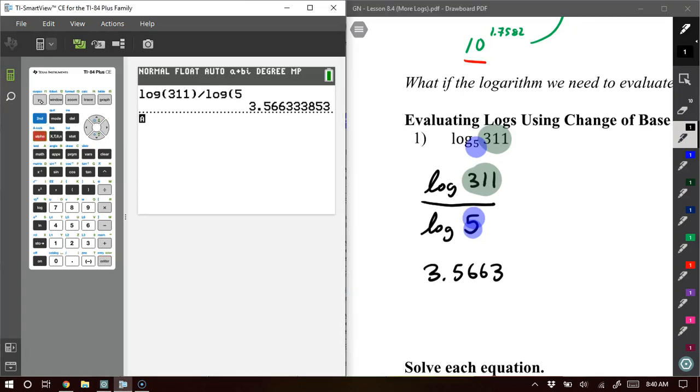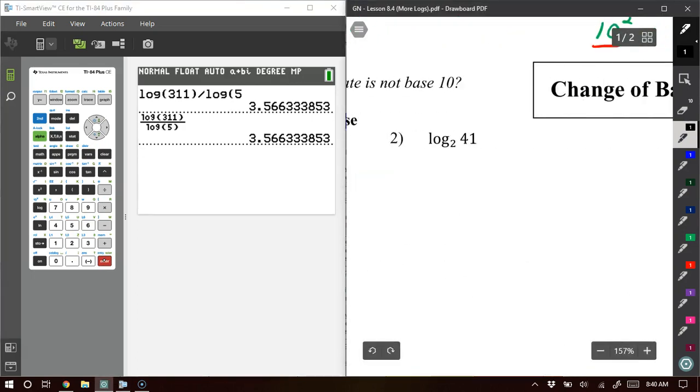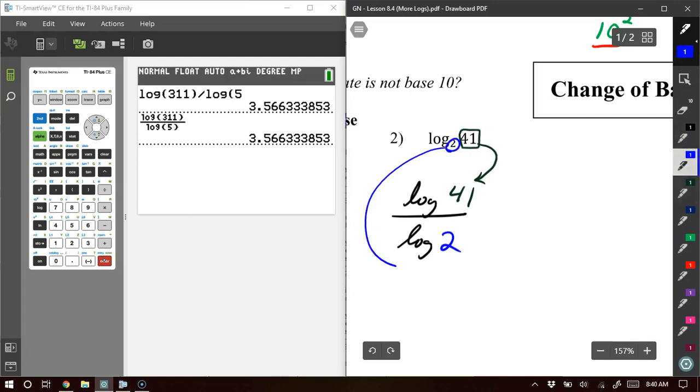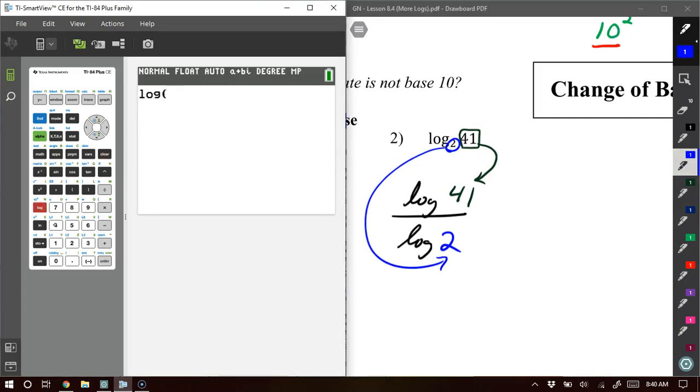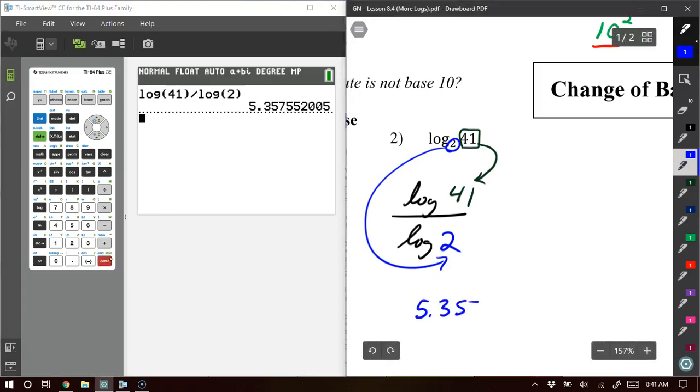Now you could also use alpha y equals, the fraction feature. You can type it the way it is written on your paper. And notice in that case, I don't need to have the parentheses closed. They'll close themselves. So log base 2 of 41. I'm going to do log 41 divided by log of 2. So log of the visually bigger number divided by the log of the base. I have log 41, close the parentheses, divided by log of 2. And in this case, 5.35755. That fifth 5 is going to round this one up to a 6.